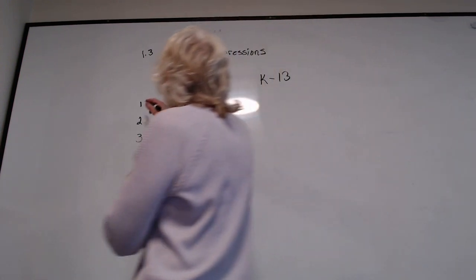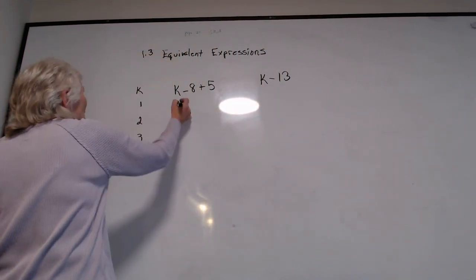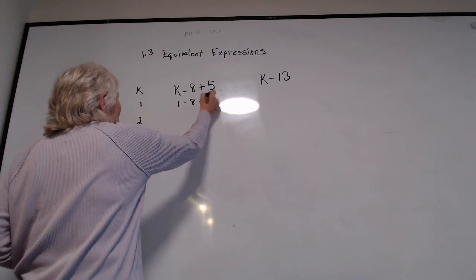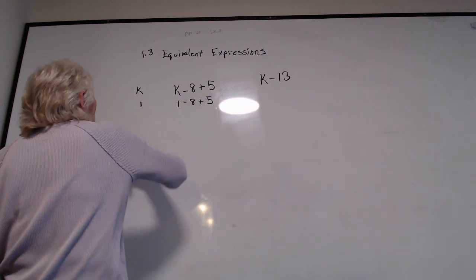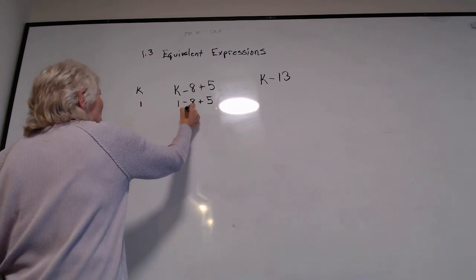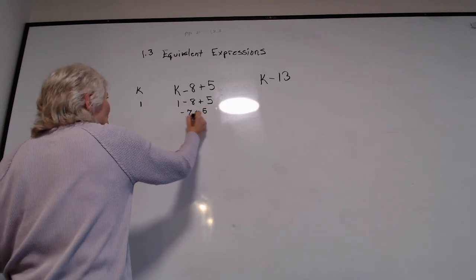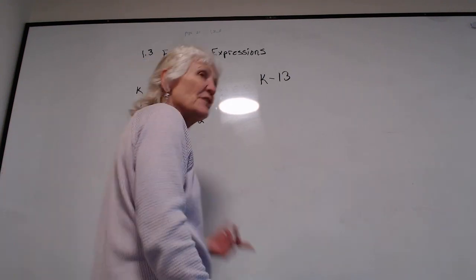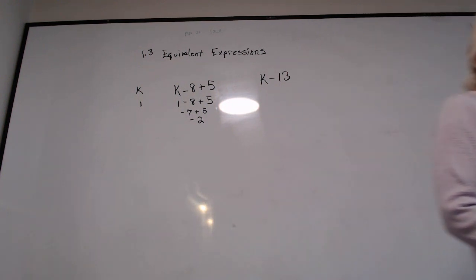So if I put 1 in for K, I get 1 minus 8 plus 5. If I do that work, I get minus 7 plus 5, I get negative 2. Does everybody agree with me on that? Follow what I did? 1 minus 8 is negative 7 plus 5 is negative 2. Another way to do this is add 1 and 5. They're both positive. That gives me 6. 6 from negative 8 is also negative 2.